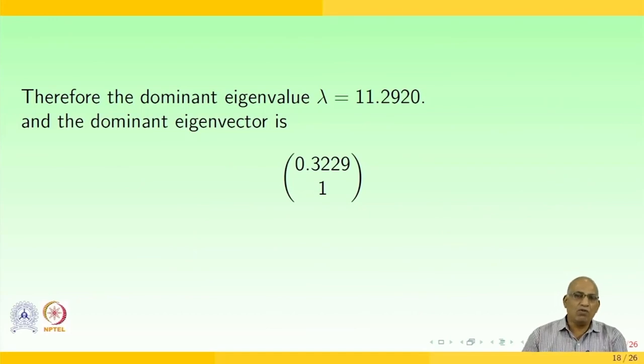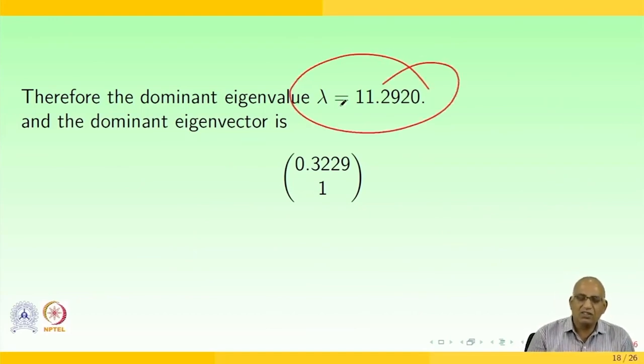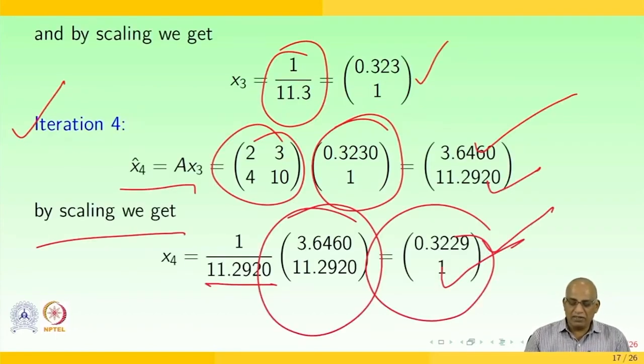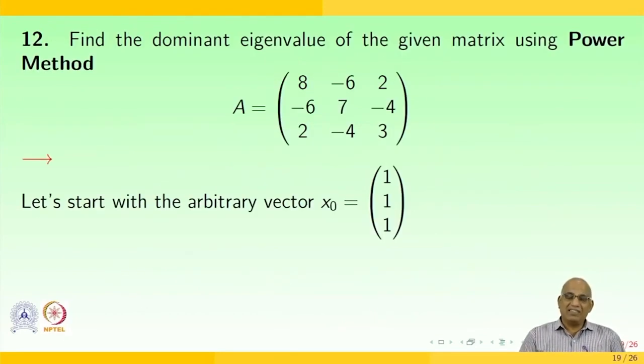So therefore we can tell that the dominant eigenvalue is 11.2920 and the corresponding dominant eigenvector is 0.3229, 1. So that is corresponding to x4. So let us see one more example of how the dominant eigenvalue of the matrix can be found by using the power method.